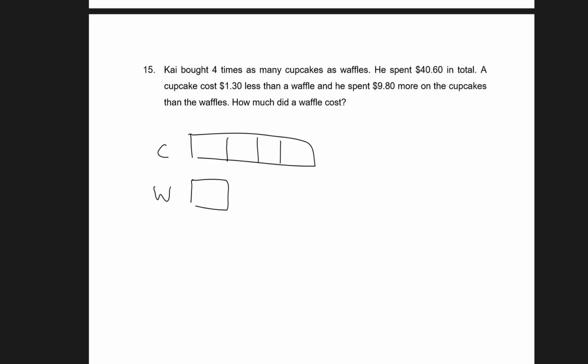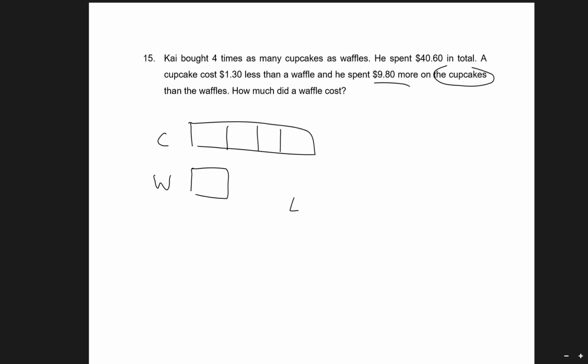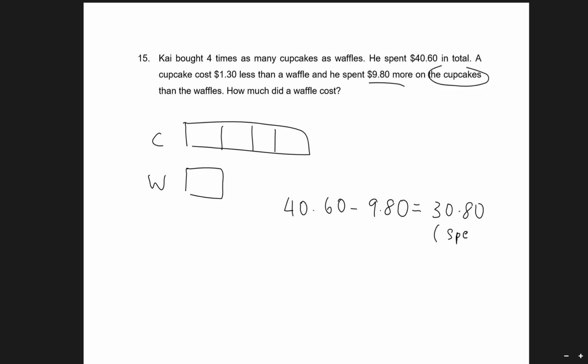he's going to spend buying cupcakes and waffles, and you know that he spent $9.80 more on the cupcakes than the waffles. Alright, now what I'm going to do is take 40.60 minus 9.80 to even out the number. Evening out the number will assume that I have spent an equal amount on both cupcakes and waffle. I'm taking out the extra.